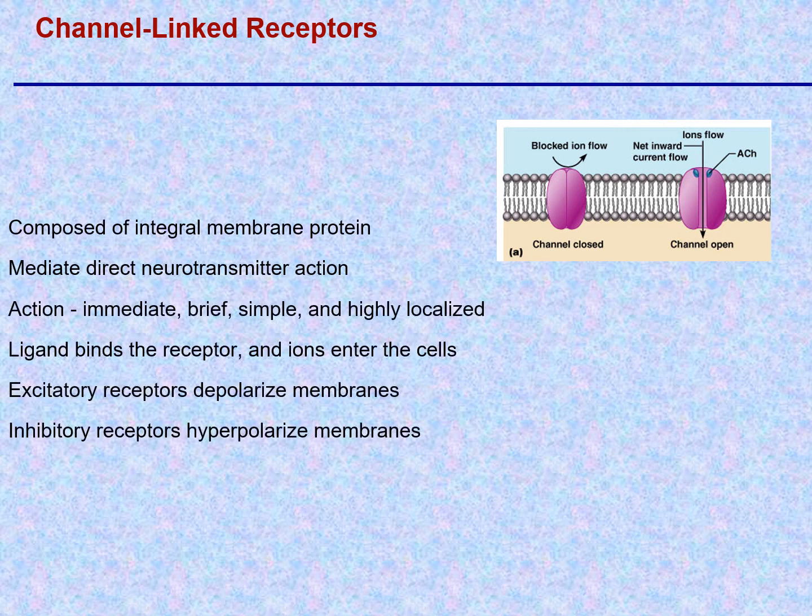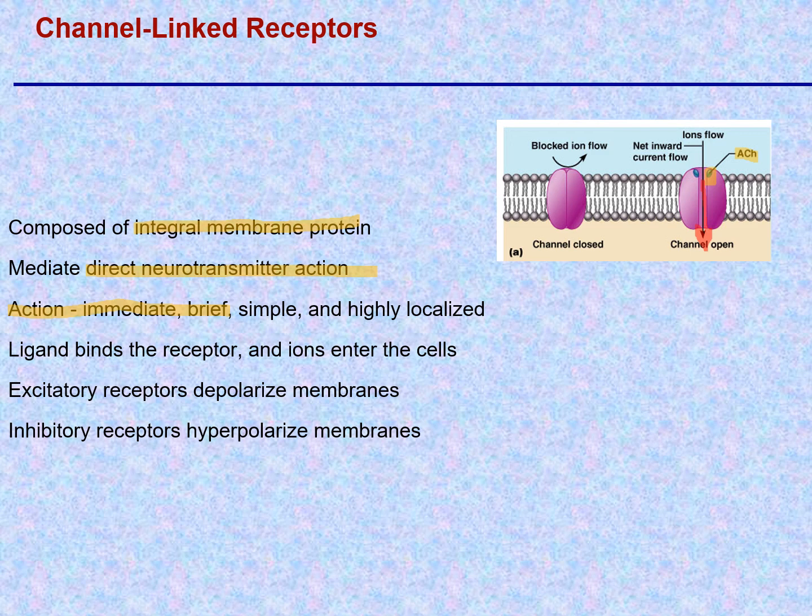Here you see an example of a channel-linked receptor, acetylcholine binding to specific receptors and opening up this channel that's right in the middle here, and the arrow shows that ions are flowing in. So this is composed of an integral membrane protein, which has the receptor and has the ability to open a channel. So that's a direct neurotransmitter effect. Its action is very immediate, very brief, because it gets reversed with release of the neurotransmitter and degradation, or breaking down, of the transmitter by enzymes.